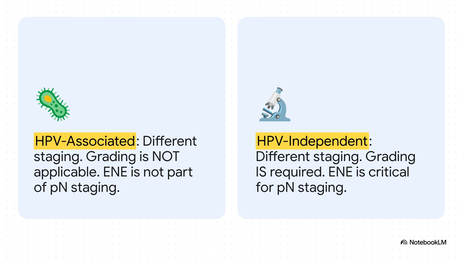Because look at how different the paths are. If it's HPV-associated, you're using a totally separate staging system, you don't even need to provide a histologic grade, and something called extranodal extension, or ENE, isn't part of the end stage. But for HPV-independent tumors, it's the complete opposite. You must grade it, and ENE becomes a make-or-break factor for the end stage. Getting this distinction right is everything.